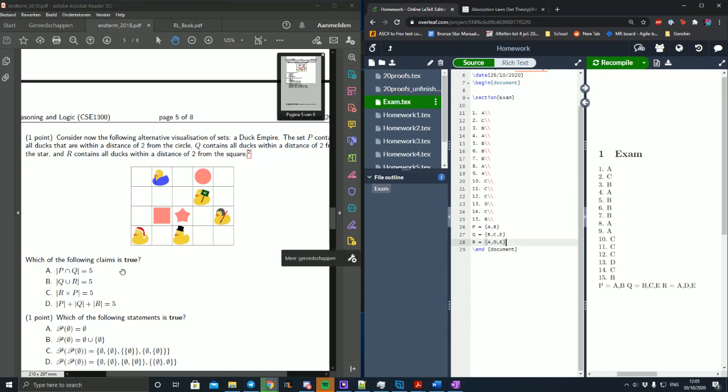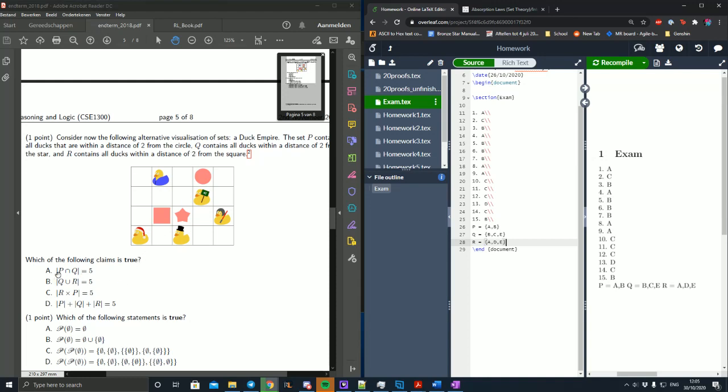Why is E and Q, by the way? Why is E and Q? Q is this, 2 from the star. We have A, B, C, D, E. So that's this one. But it's a distance of 1. Yeah, but it's a distance of within 2. Ah, okay. Right. Okay.